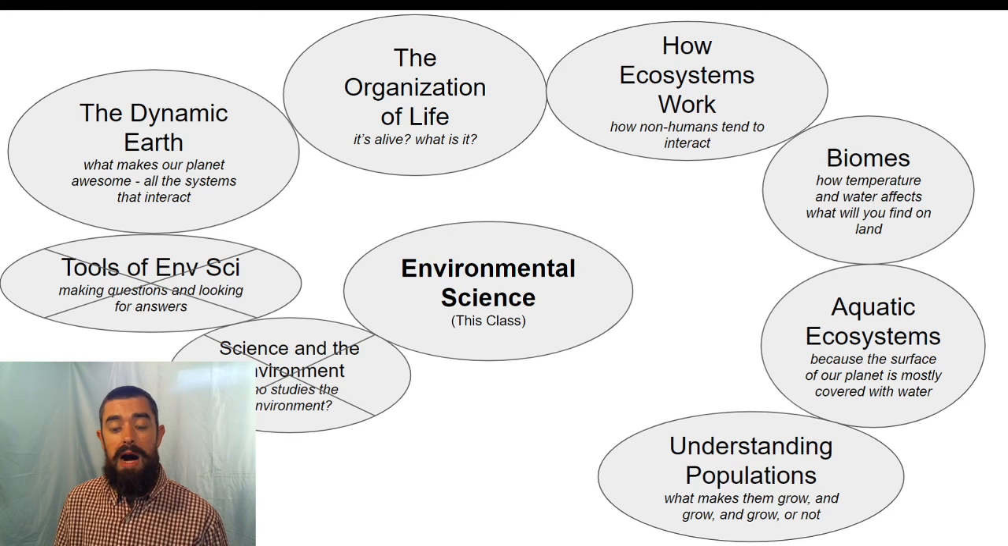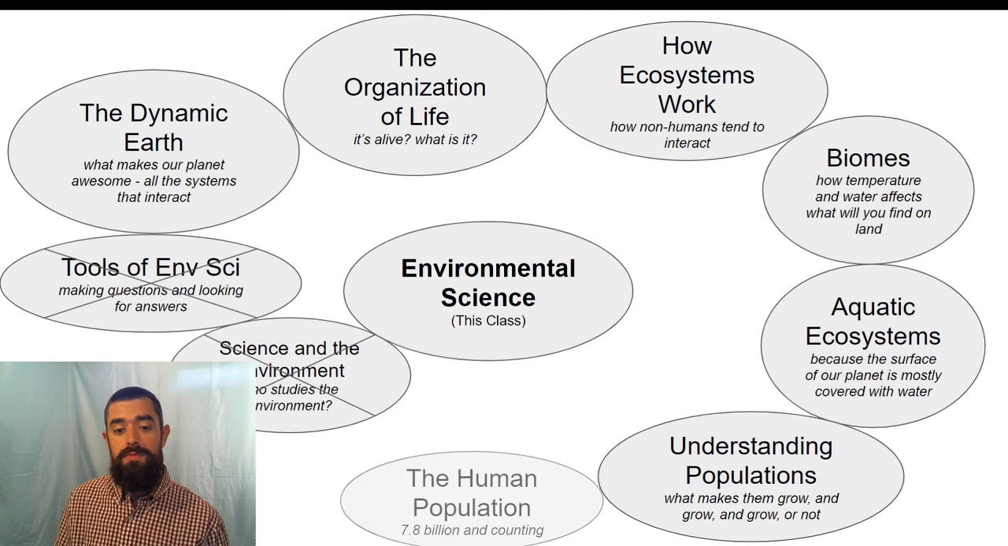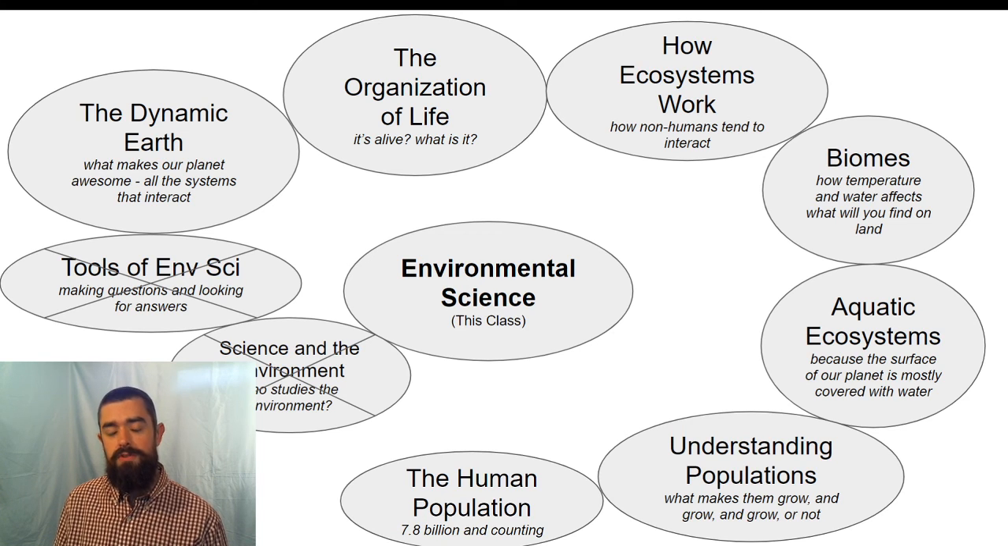We'll talk about understanding populations. So populations can grow or shrink or stay the same. So we'll talk about what the different factors are that make them grow or don't grow. Then we'll talk about the human population, because a big part of environmental science and why we study environmental science is so that our environment will be able to support us. We can be altruistic, meaning selfless about the environment and preserve the environment for its own sake. But it's also very, very good for us as human beings to preserve our environment as well.